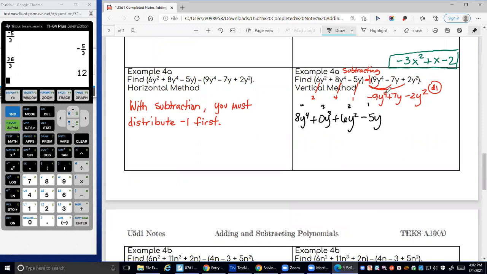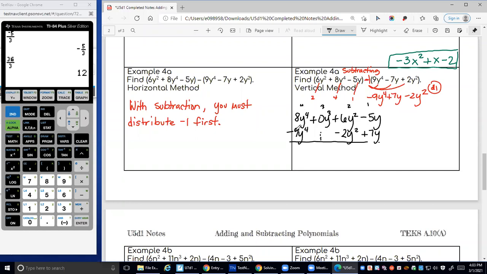And we're going to bring down this stuff. So I've got -9y to the fourth. That's going to go underneath the one where we have y to the fourth, right? Because they're like terms. And then I have plus 7y. So that's going to go at the end because these both have just y. And then I have -2y squared. So that's going to go right here. Okay. Now it turns out this one didn't have it. It's not going to really change anything, but it's a good habit to get into.